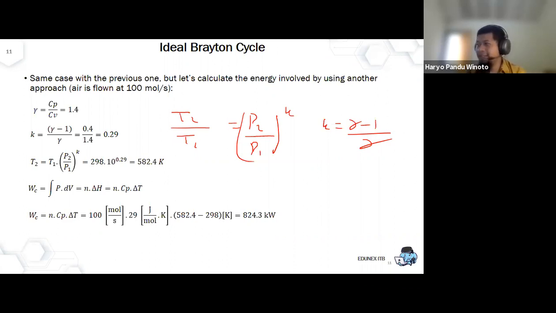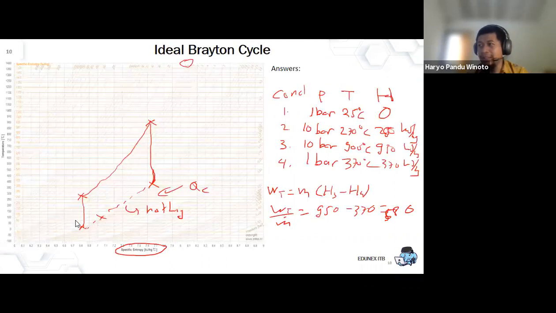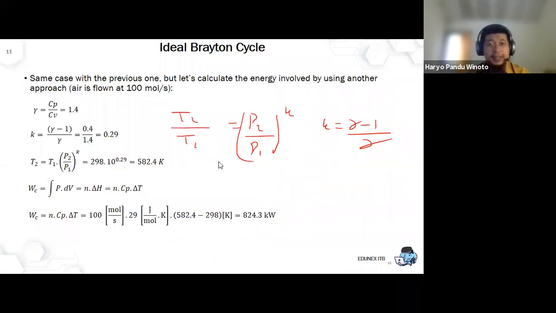Okay, let's do this one. In the previous approach, we found T2 by using this TS diagram. As long as it is isentropic, it goes straight upward. Here, suppose we don't have it, and we assume that the gas is ideal.